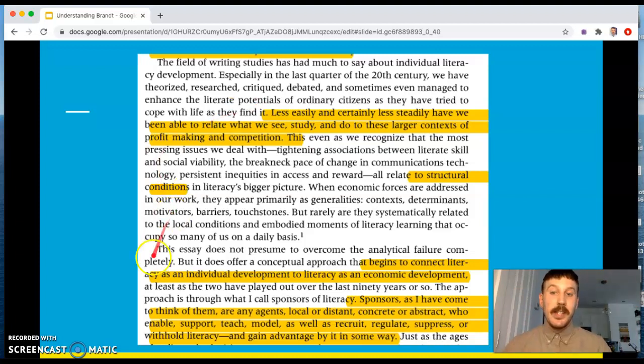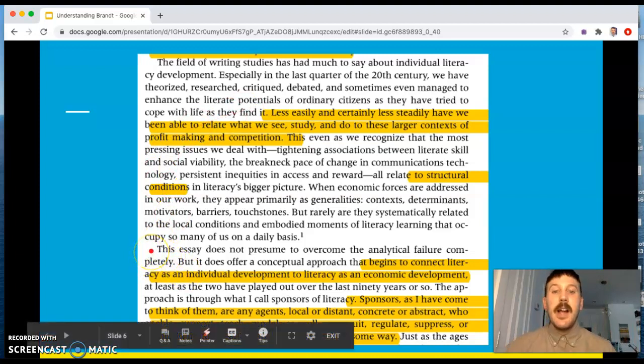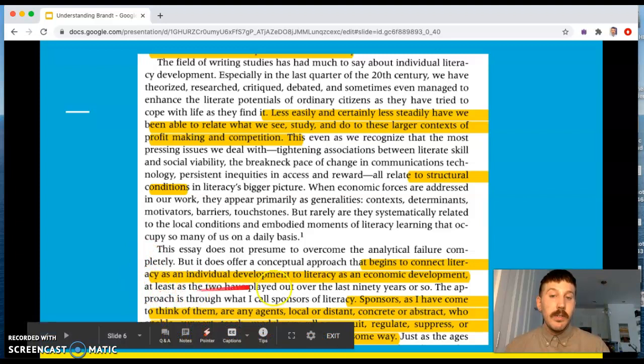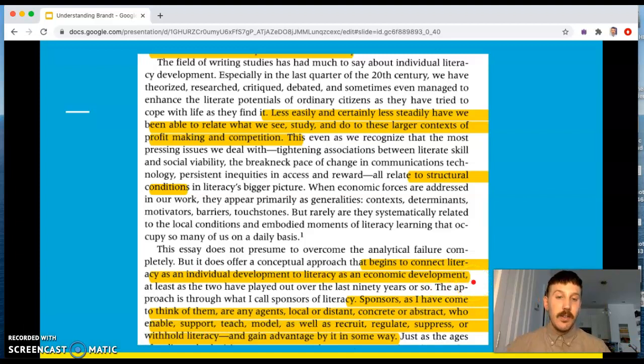Okay, moving forward to the second paragraph where it becomes a little bit clearer. "This essay does not presume to overcome the analytical failure completely, but it does offer a conceptual approach that begins to connect literacy as an individual development to literacy as an economic development, at least as the two have played out over the last 90 years or so."